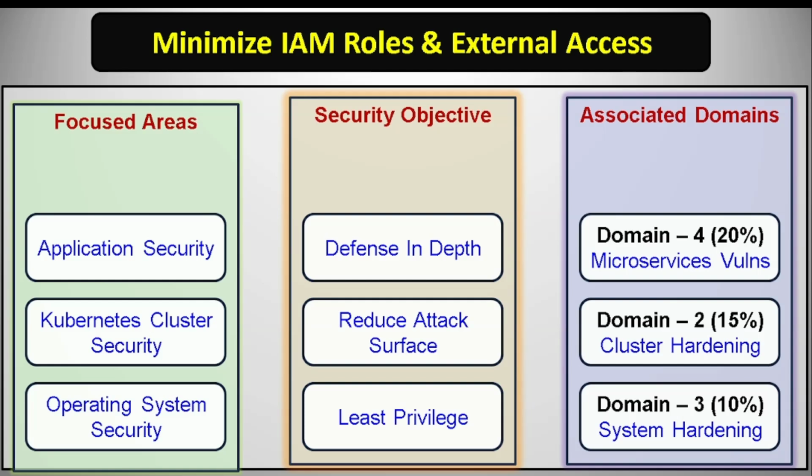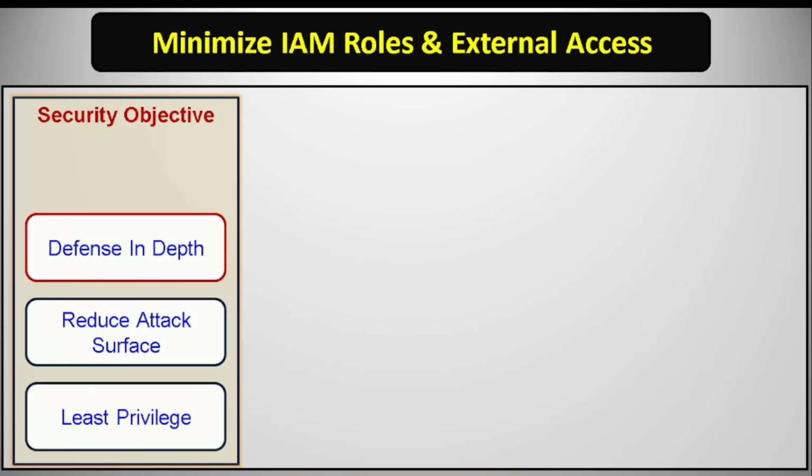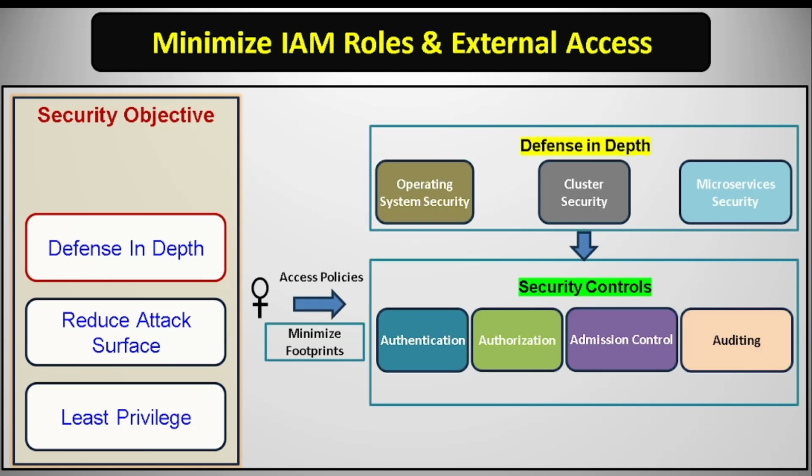The first objective of defense in depth is obtained by implementing the concepts of authentication, authorization, admission control, and auditing on each focused area. Authentication is confirming the user's identity, while authorization is defining what the user can do. Admission control can be validating, where actions of authorized individuals are checked against preset rules, or mutating, where some changes are made to the object as per defined criteria. In the end, we have audits to keep track of things.